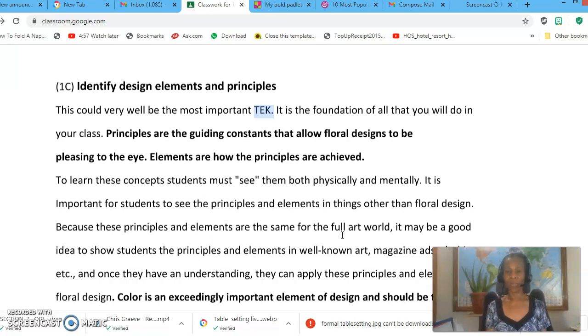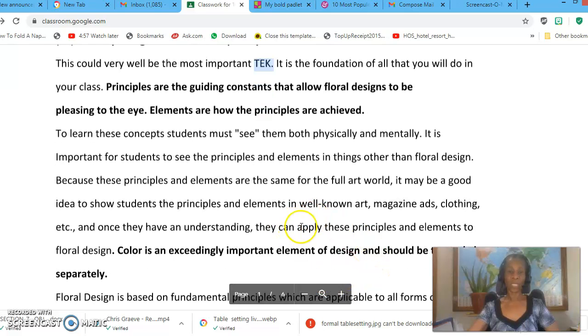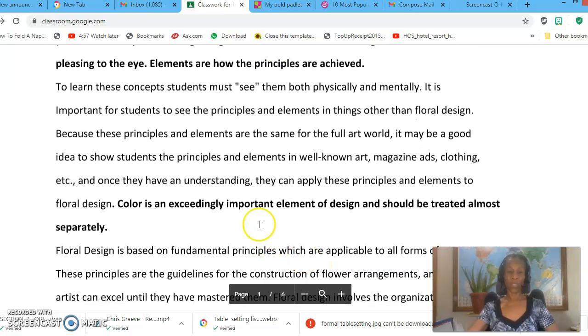So the elements and principles of design are all over. They are in your furniture, in your settee, everywhere in your clothing. And we utilize them also in floral arrangement to make them pleasing. You can browse through magazines and see if you see the elements and principles of design there. If you notice, I highlighted color. Color is very important, and we're going to look at this separately, so you know how to mix and match your colors, and you know what primary, secondary, and so on are.